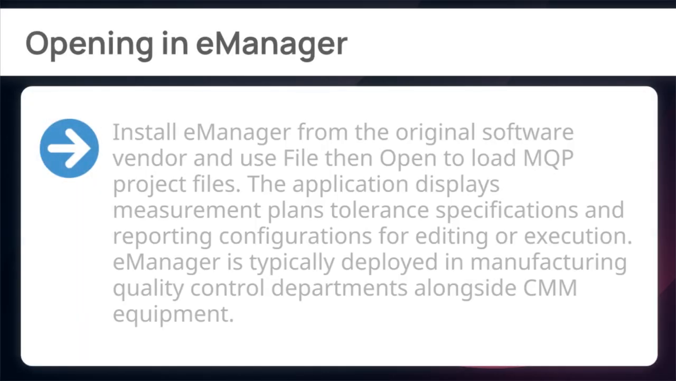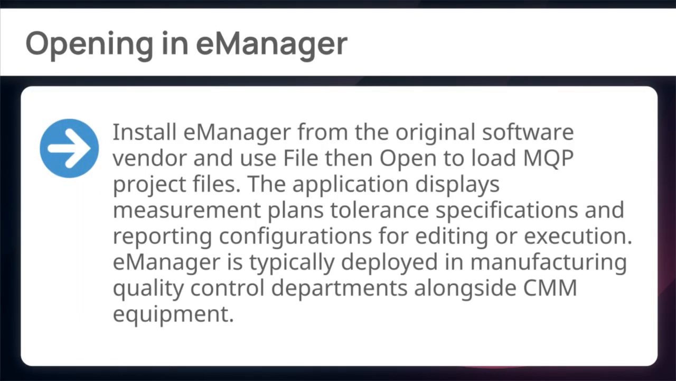First, opening in eManager. Install eManager from the original software vendor and use File, then Open to load MQP project files. The application displays measurement plans, tolerance specifications, and reporting configurations for editing or execution. eManager is typically deployed in manufacturing quality control departments alongside CMM equipment.